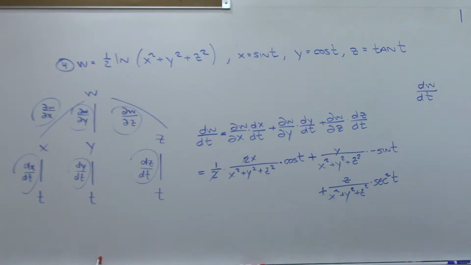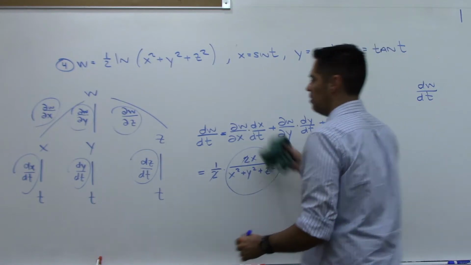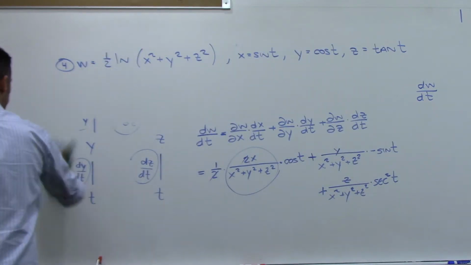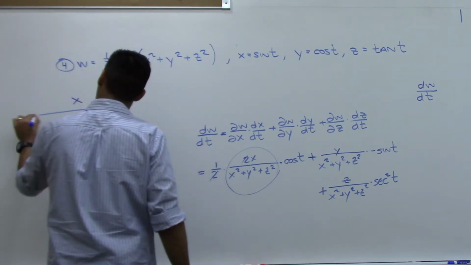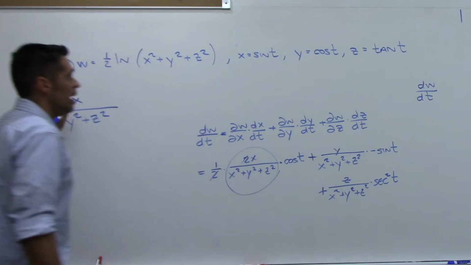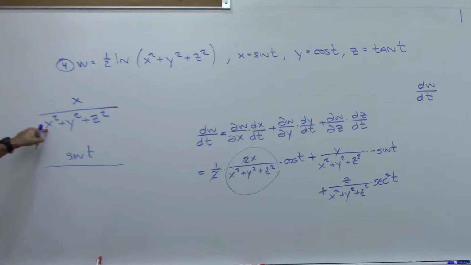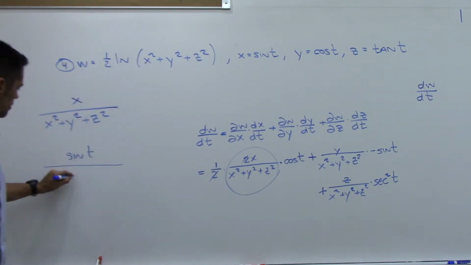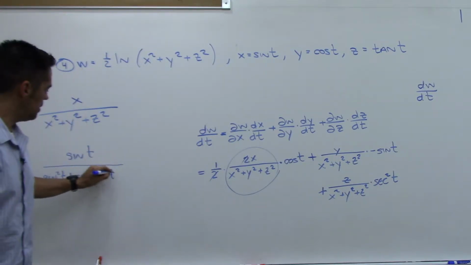Actually, it turns out to be really nice, doesn't it? Let's just look at this one right here. Just that one. I'm not going to do them all. Too much work. What if I have x over x squared plus y squared plus z squared? Well, x is sine t, so sine t over sine squared t plus y, which is cosine, so cosine squared t, plus z, which is tangent squared t.